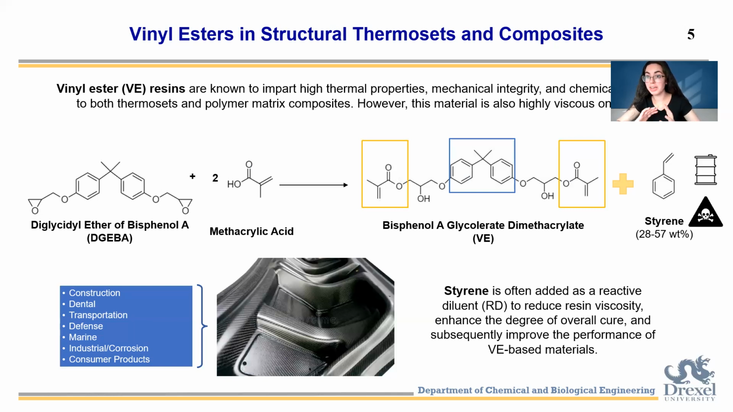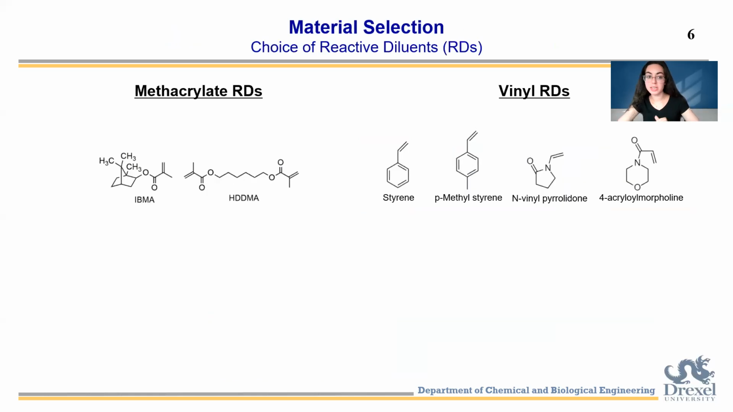Unfortunately, styrene is very volatile. It is carcinogenic. It is a hazardous air pollutant, volatile organic compound. So we don't necessarily want this in additive manufacturing resins, since there is such close proximity between users and the manufacturing technology itself. So we definitely want to eliminate this from the system, consider alternatives.